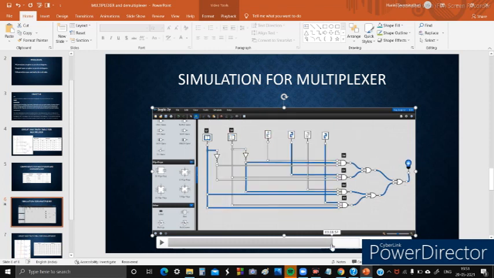By giving 1 at S1 and 0 at S0, we get 0 at D2 and 1 at other gates. We get 1 as output in Y.